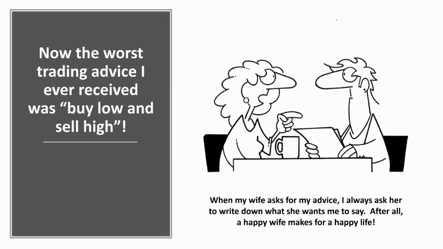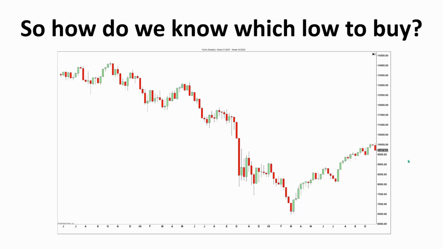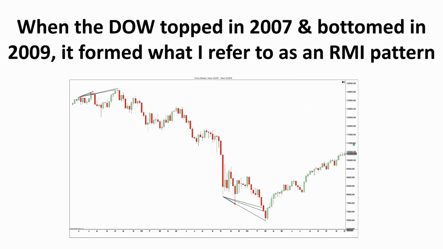Now, the worst trading advice that I ever received was buy low and sell high. You see, this is a weekly chart for the Dow, and it shows plenty of buy low opportunities as price moved lower into March of 2009. So how do we know which low to buy? And how do we know which high to sell? Now, when the Dow topped in 2007 and when the Dow bottomed in 2009, it formed what I refer to as an RMI pattern. Now, I know you're going to ask, what's an RMI pattern?